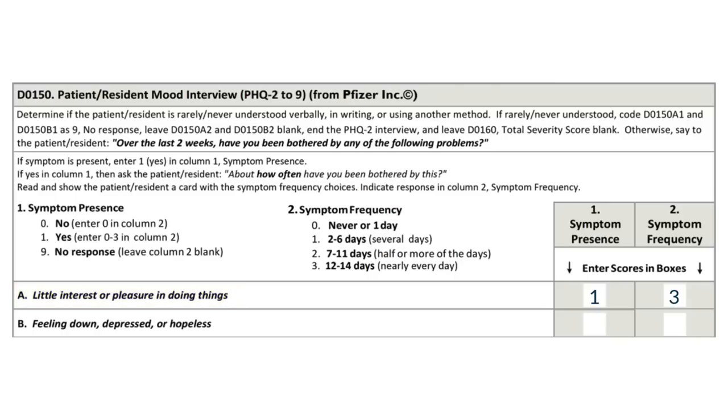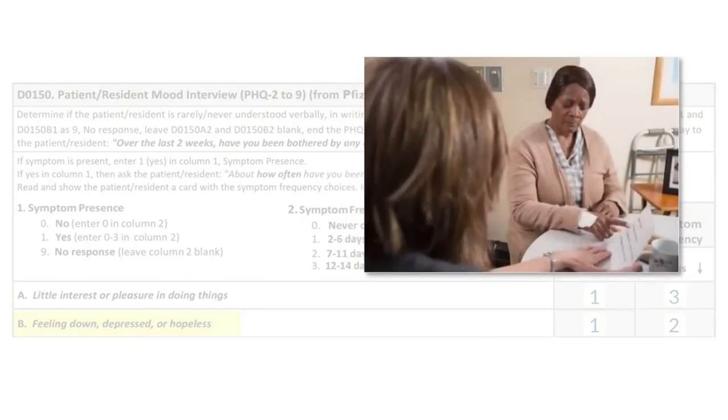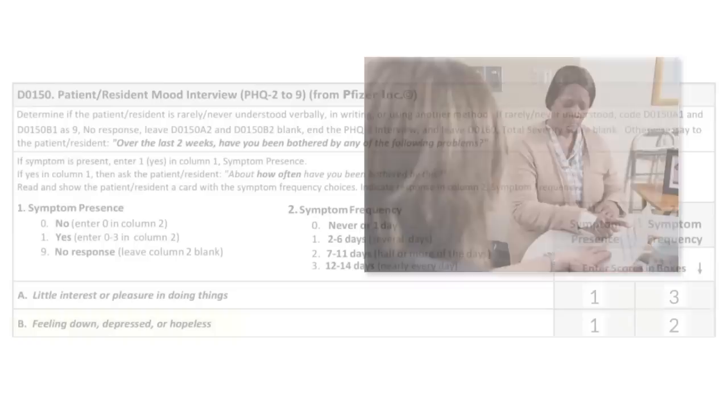The correct coding for Ms. Swanson's symptom presence for D0150B1 is 1, yes. She explained that she was bothered by feelings of hopelessness. The correct coding for Ms. Swanson's symptom frequency for D0150B2 is 2, 7 to 11 days. Using a cue card, Ms. Swanson identified that she was bothered by feeling hopeless 7 to 11 days out of the last 2 weeks.